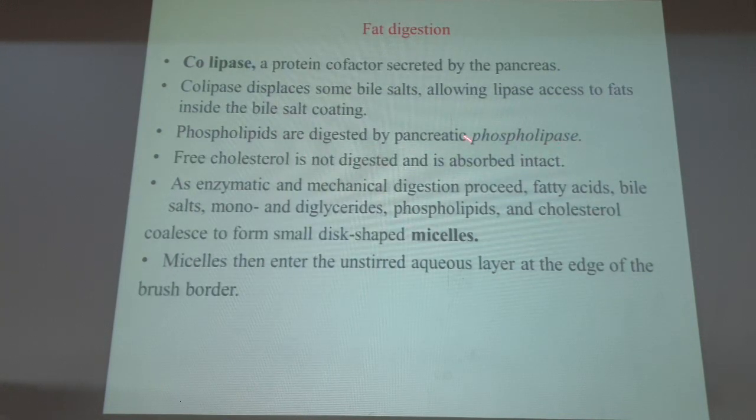Phospholipase is also present here, which will digest phospholipids. Free cholesterol is not digested and is absorbed intact. The products are fatty acids, bile salts, mono and diglycerides, phospholipids, and cholesterol.